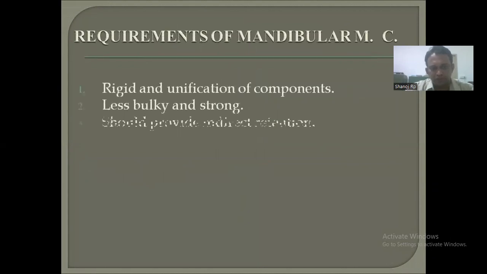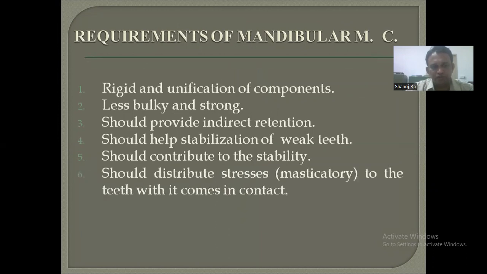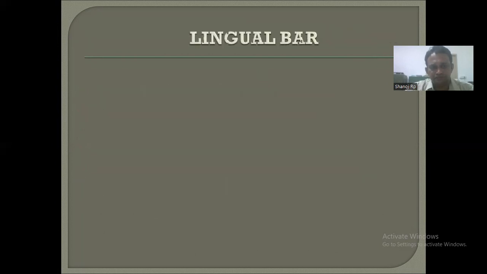Coming to the requirements of a mandibular major connector, it should be rigid and should unify the components, should be less bulky and strong. It should provide indirect retention, should help stabilization of weak teeth, should contribute to the stability, and should distribute the stresses to the teeth when it comes in contact. Relief should be provided for the major connector.